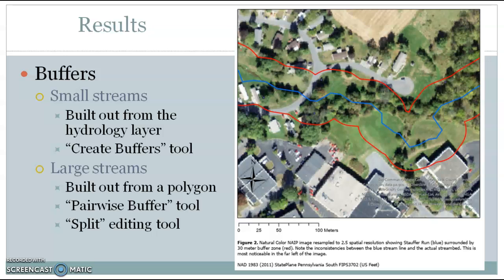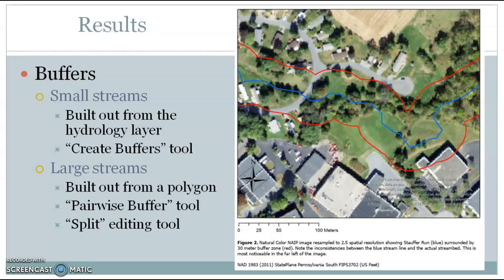This was because of the width of the streams themselves. The hydrology file that I imported represents all streams by a single polyline feature, no matter the size of the stream. Even the state's largest rivers, like the Susquehanna River, are traced by just a skinny line. The Create Buffers tool worked great to buffer the small streams, but I had to manually create a polygon for the Conestoga River. But then the Create Buffers tool would not work on a polygon, so I rerouted and found that I could create buffers using the Pairwise Buffer tool. Then I removed the river polygon from the middle using the split editing tool.